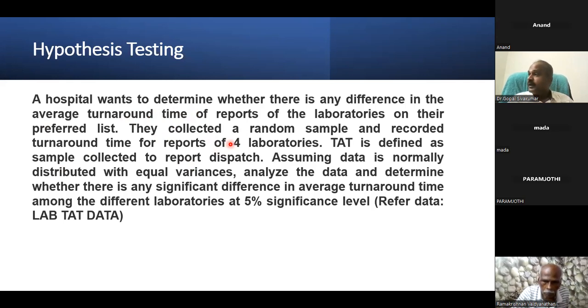ANOVA. You are supposed to use the data and conduct the hypothesis testing and tell whether the difference is significant or not, because the question is, is there any significance? So you will say yes, it is significant when the p-value is less than 0.05. When p-value is more than 0.05, it is not significant, insignificant. So you have to copy the data.